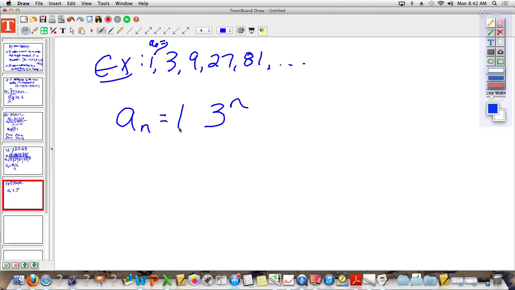Will it always be that easy? Will it always be a 1? No, it won't be, but in this case it is. What goes in between these two things, though? Times.